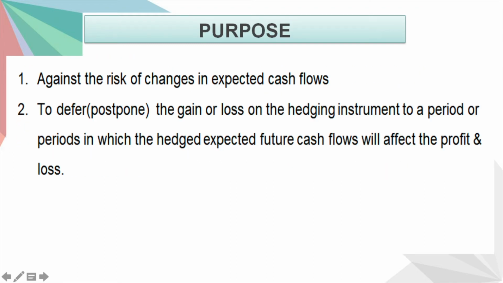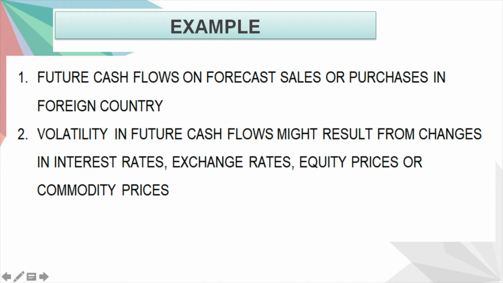The purpose of cash flow hedge accounting is first, to guard against the risk of changes in expected cash flow, and second, to defer or postpone the gain or loss on the hedging instrument to the period or periods in which the hedged expected future cash flow will affect profit and loss. Examples are first, future cash flow on forecast sales or purchases in a foreign country, and second, volatility in future cash flow that might result from changes in interest rates, exchange rates, equity prices, or commodity prices.